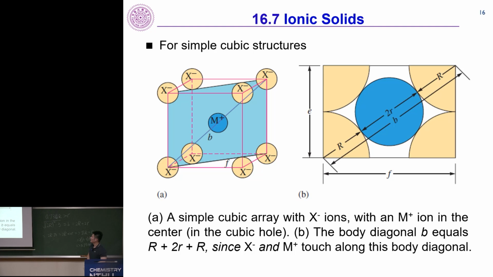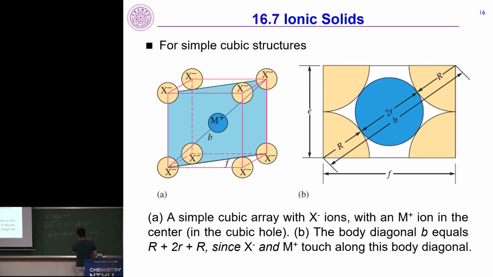And then how do you get the face? Well, you already know how to get the face. That is h plus h, right? Because it's a simple cubic, it still touches along this face here, along this face here, and we are just looking at the body here, right? So in order to get h, it's just r plus r, but the face is r squared plus r squared equals base squared.